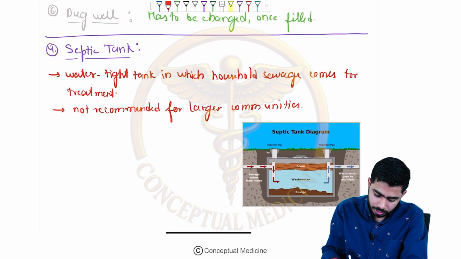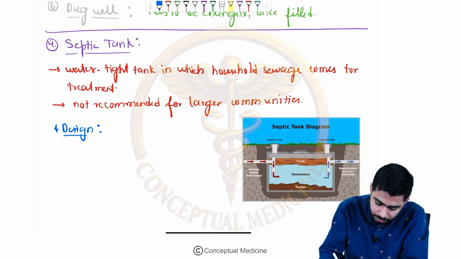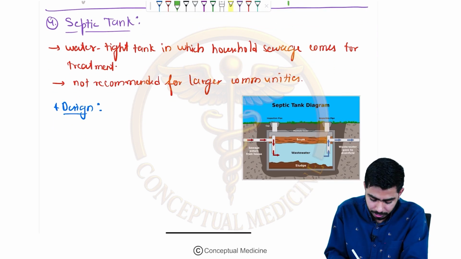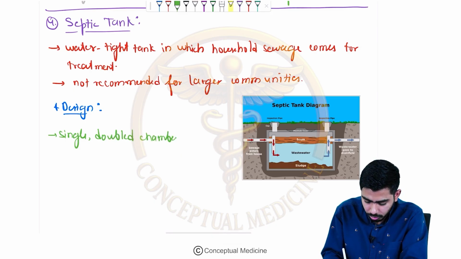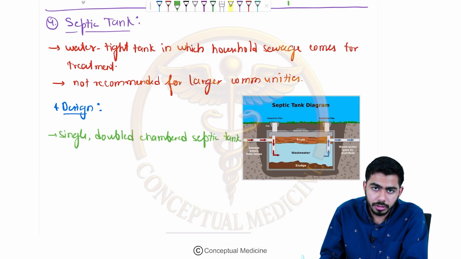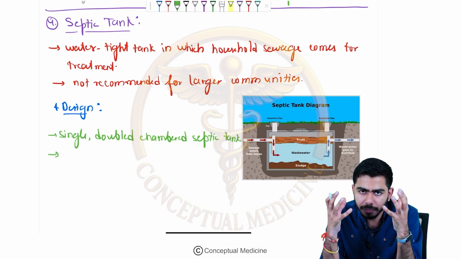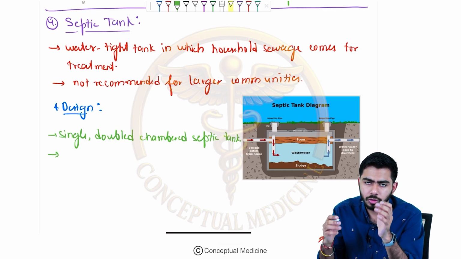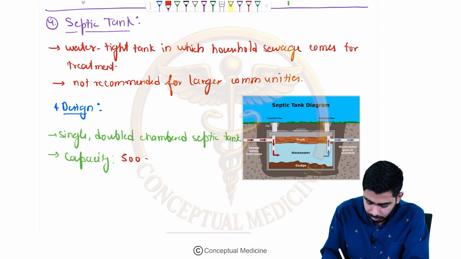Now what is the design of this particular tank? As I told you, it could be a single or double chambered septic tank. The usual minimum capacity for this septic tank is around 500 gallons per household. So the capacity is usually around 500 gallons per house.